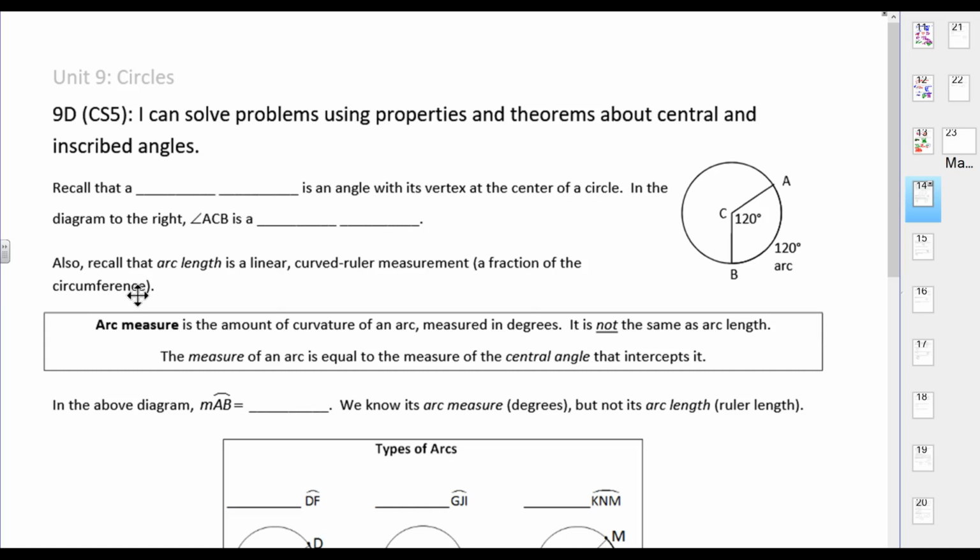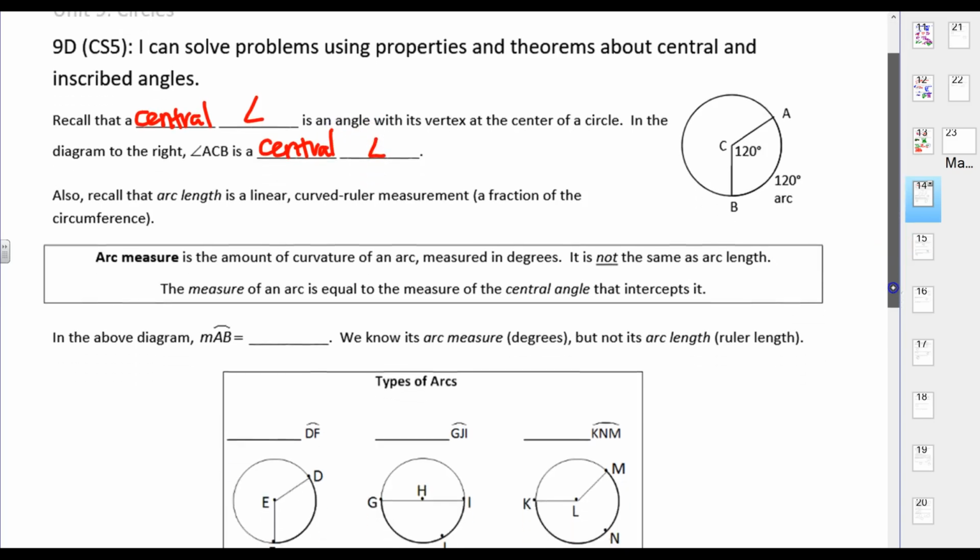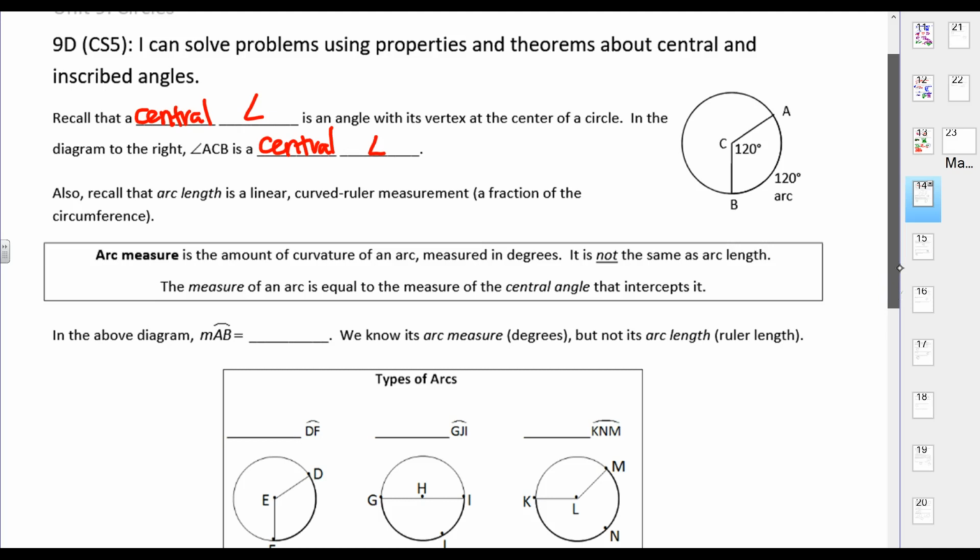So please recall that a central angle is an angle with its vertex at the center of a circle. In the diagram to the right, angle ACB is a central angle with a 120 degree measure. Also recall that arc length is a linear or curved ruler measurement. It's really a fraction of the circumference.